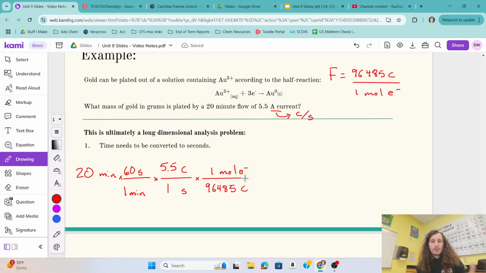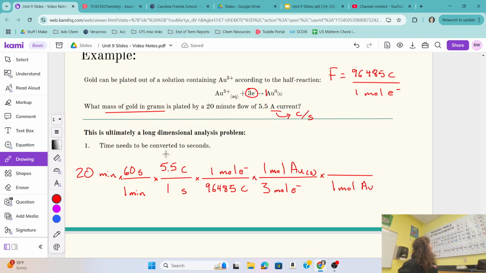What else do I know about moles of electrons? I know the stoichiometry tells me there's 3 moles of electrons for every 1 mole of solid gold. Now we're getting somewhere. So there's 3 moles of electrons that are added to make 1 mole of solid gold. Now, where do I go next? If I'm looking for a mass in grams, well, I need to know the molar mass. So I have moles on top. Well, for every 1 mole that I put on the bottom, what is the molar mass of gold?